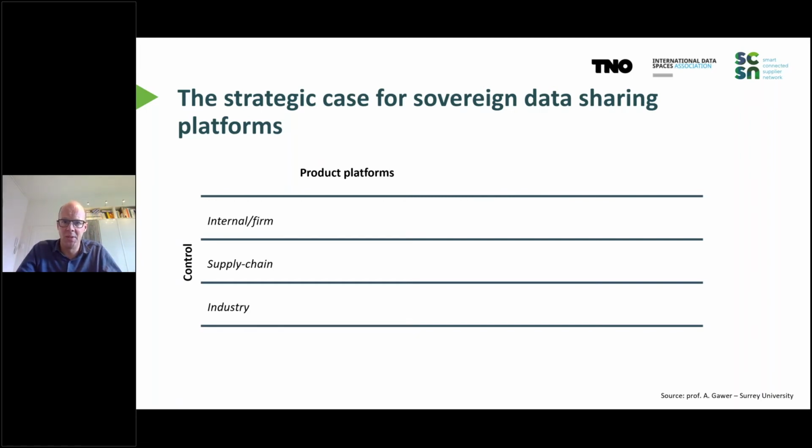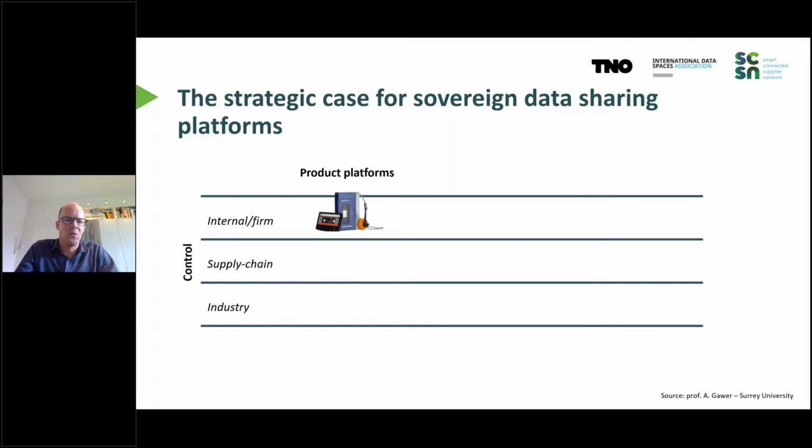So when you build a single, well, in this case, Sony with its Walkmans, they have a platform, the Walkman platform, and they can make all kinds of colors of that platform, all kinds of different types of Walkmans. But that is an internal platform in the sense that it is controlled fully by Sony.